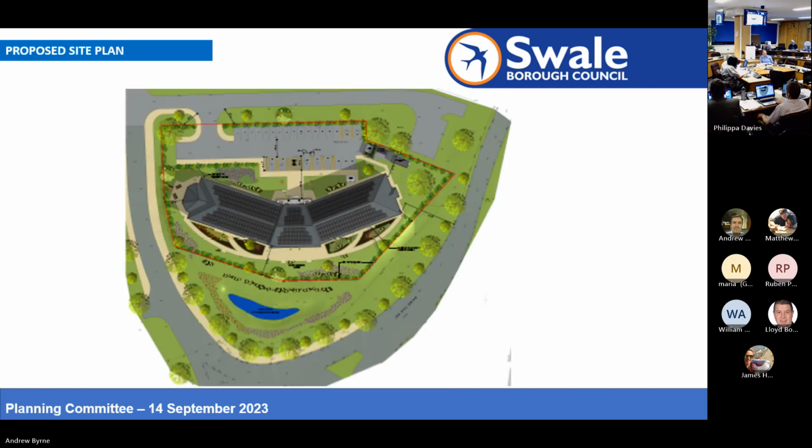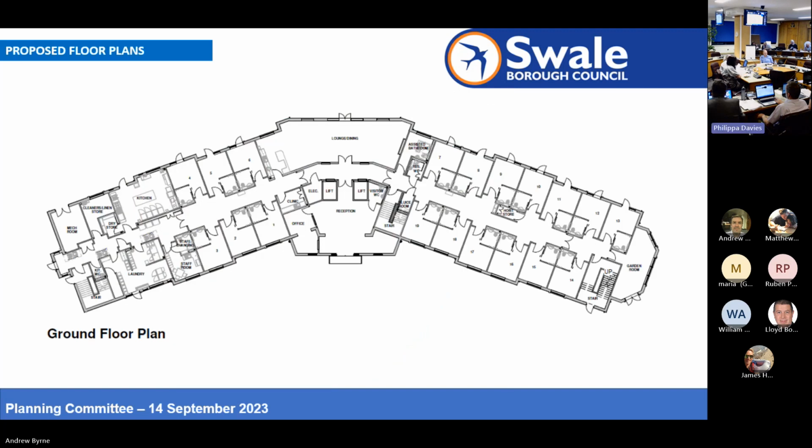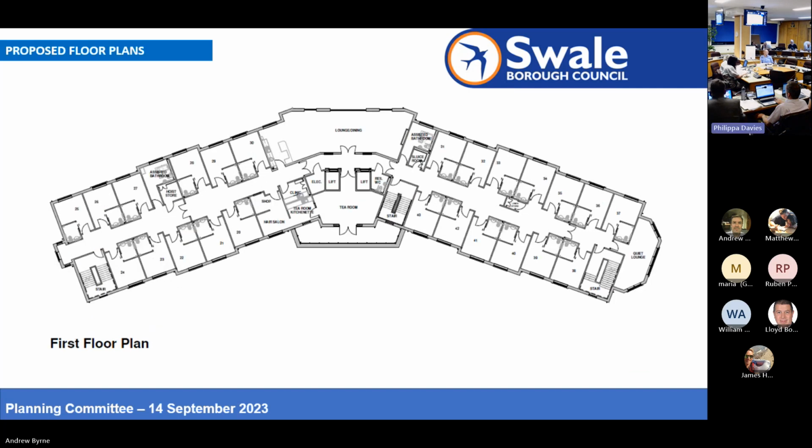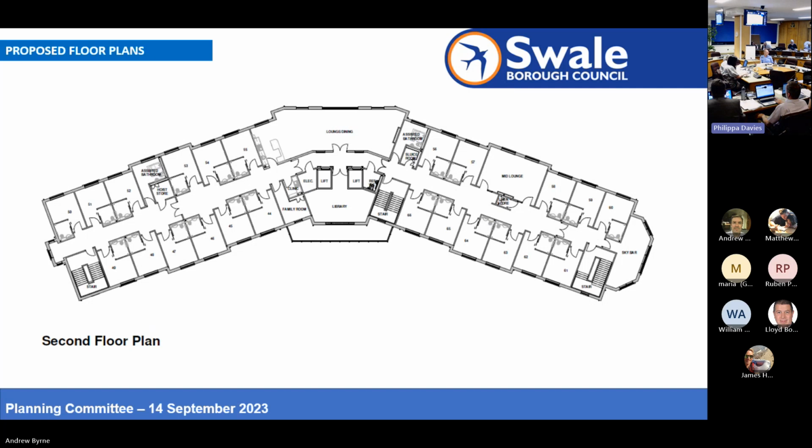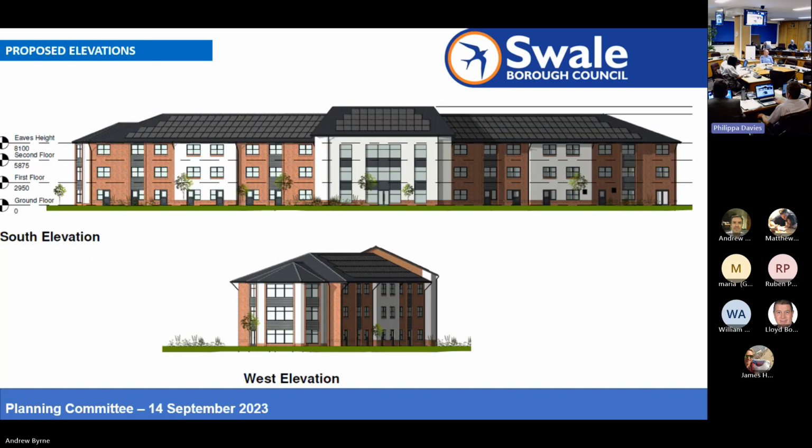Next, please. This is a site plan showing the overall layout of the building and its general configuration within its plot. I've described it as a half butterfly layout. Next, please. These plans show the proposed floor arrangements from ground to first, and then to the second floor accommodation.